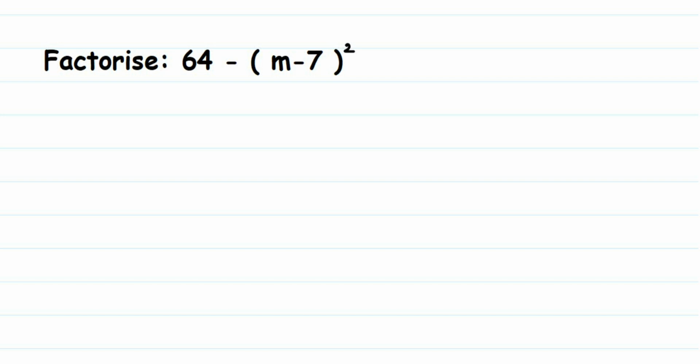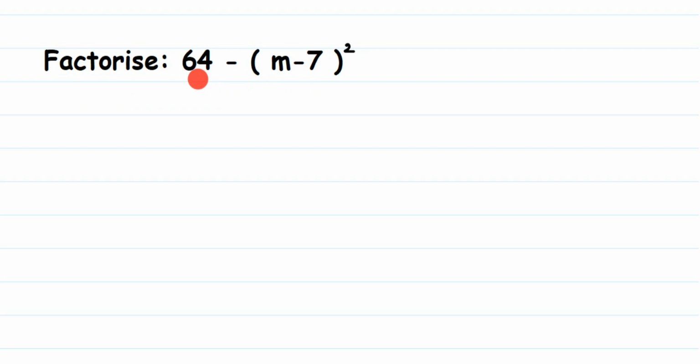Hey everyone, here's a question on factorization, and the question is: factorize 64 minus (m minus 7) whole square. So the square is for m minus 7, and we have 64, and we have to factorize. Factorize means we have to write down the answer like something into something, like in a factors form. We don't have to solve this.